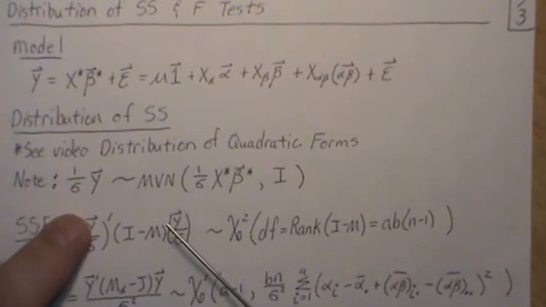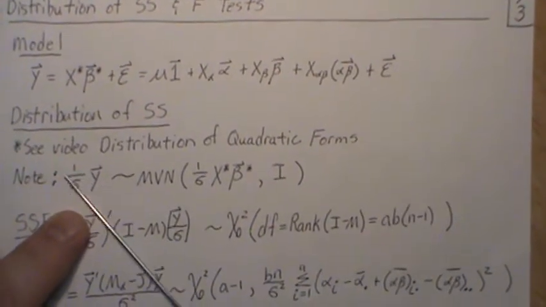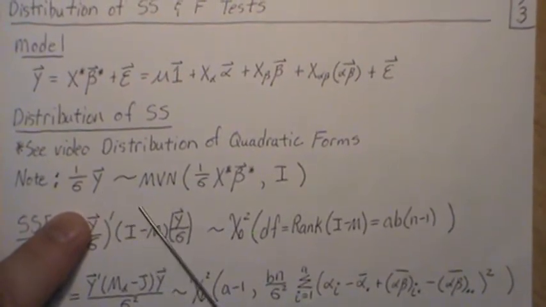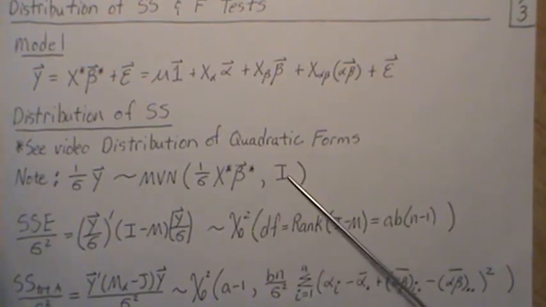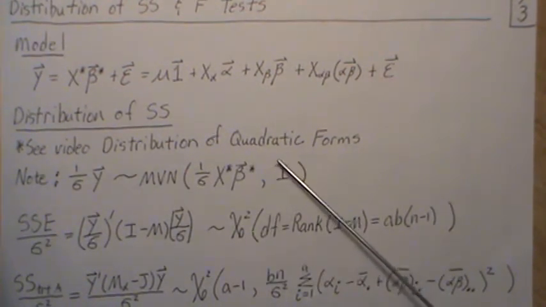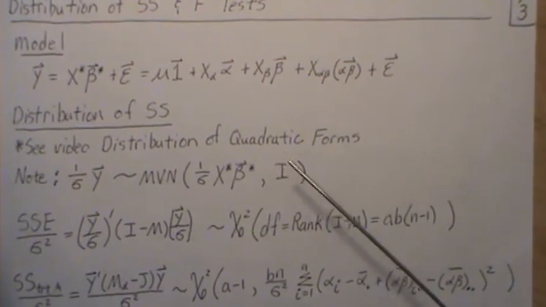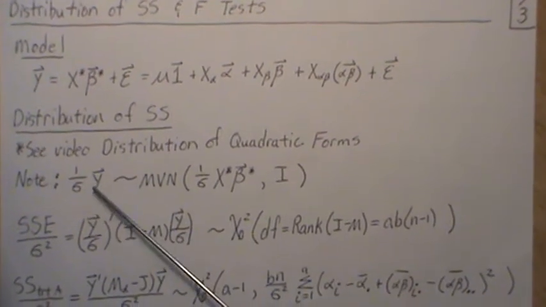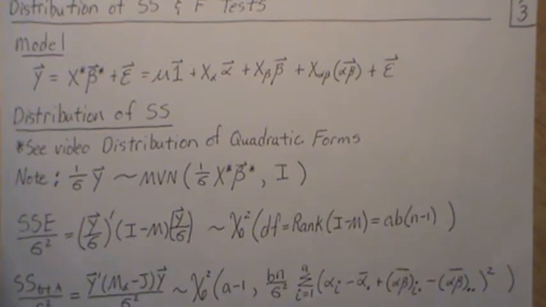But one note: to make using these formulas easier, I look at the distribution of 1 over sigma times y, which is distributed multivariate normal with this mean and covariance matrix I. When the covariance is I, it makes using these theorems easier. It's not impossible otherwise, and it's actually straightforward if you just look at y, but then you have to show certain matrices are idempotent, and it's just easier to leave it out in this case.